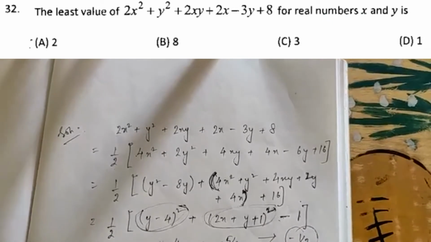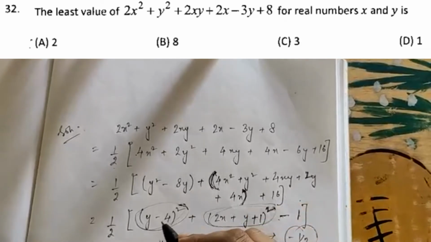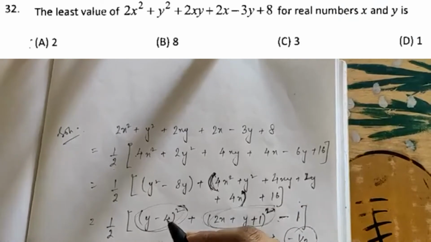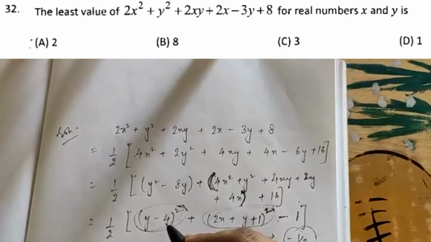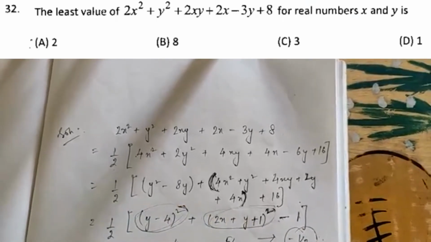So which option is the correct one here? For minus half, the least value of this will be minus half. It's not there in the options actually. Again the question must be wrong. I guess the question is again wrong. The minus half will be the correct answer for question number 32.